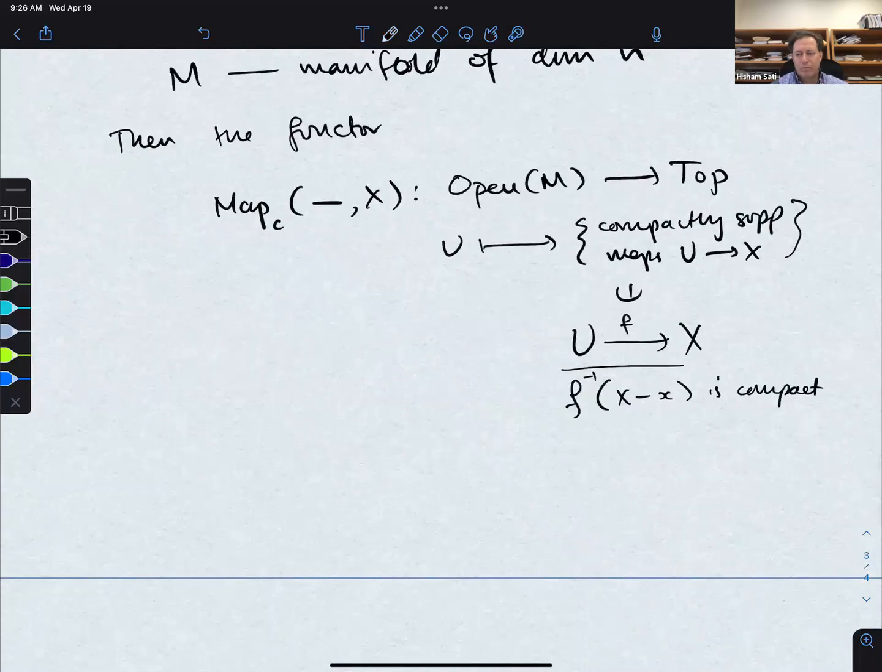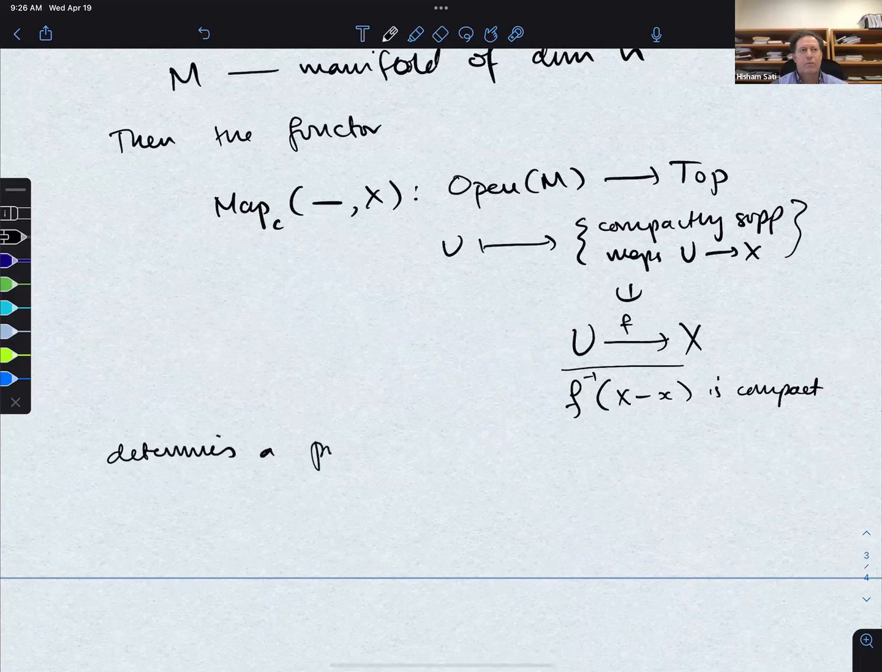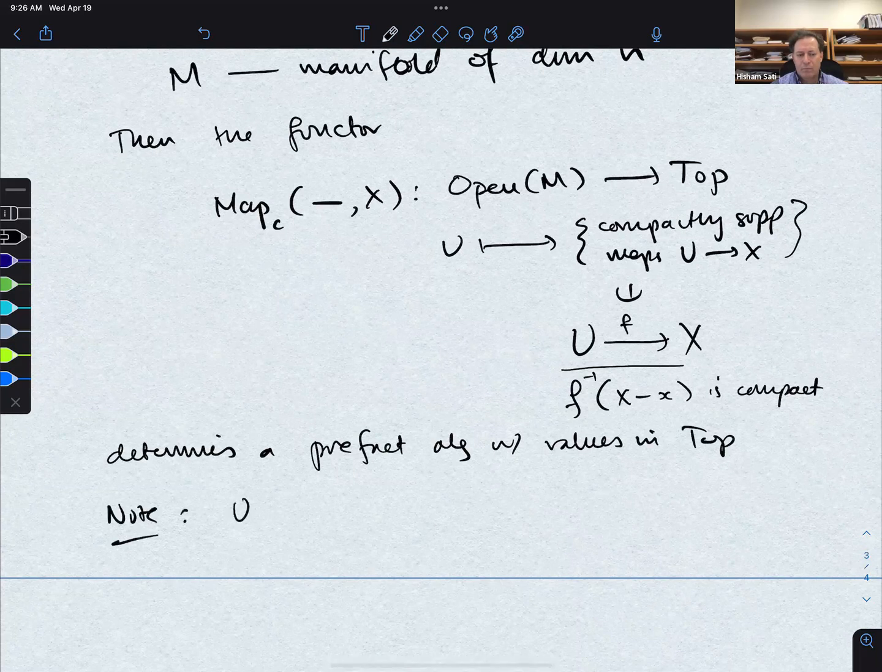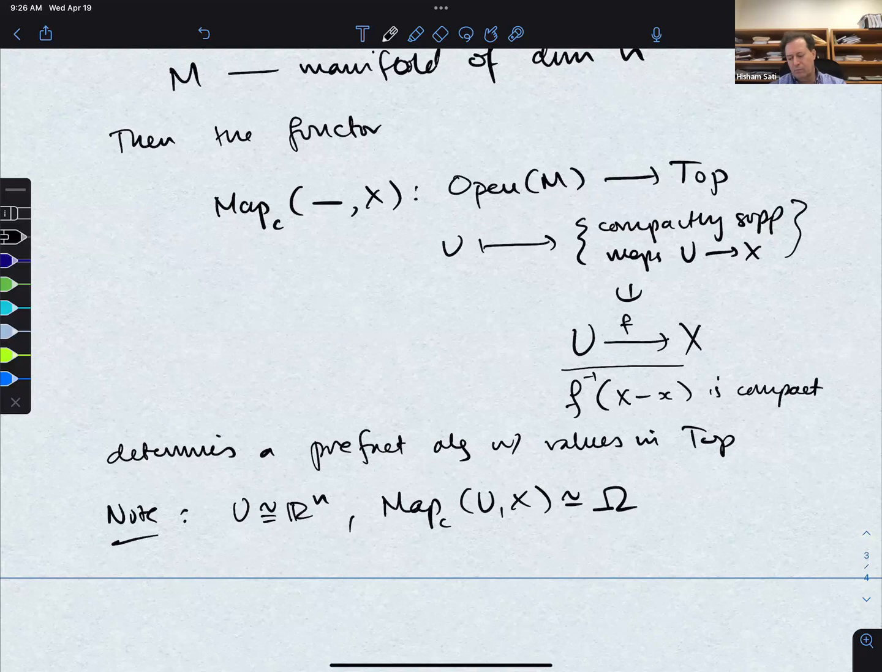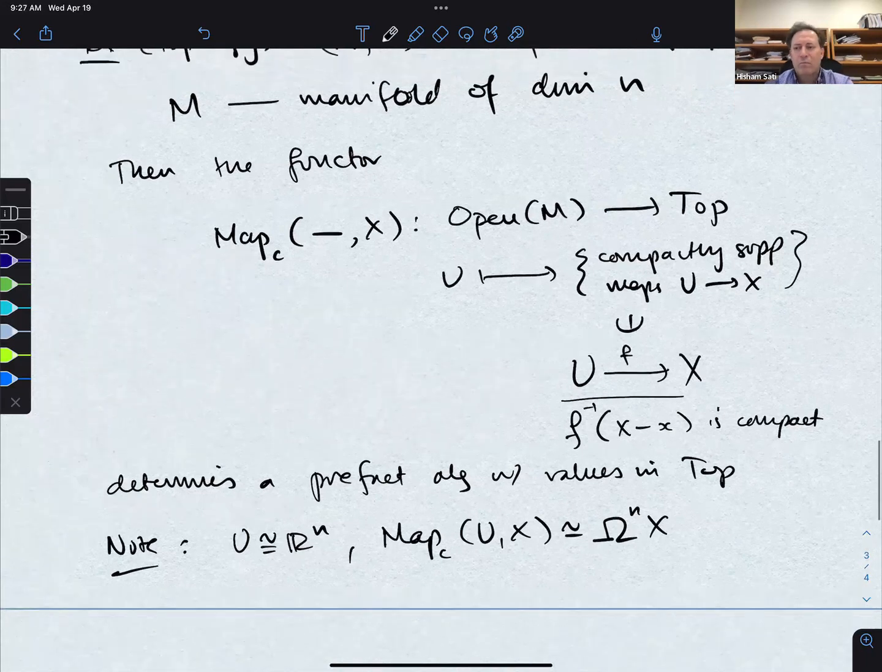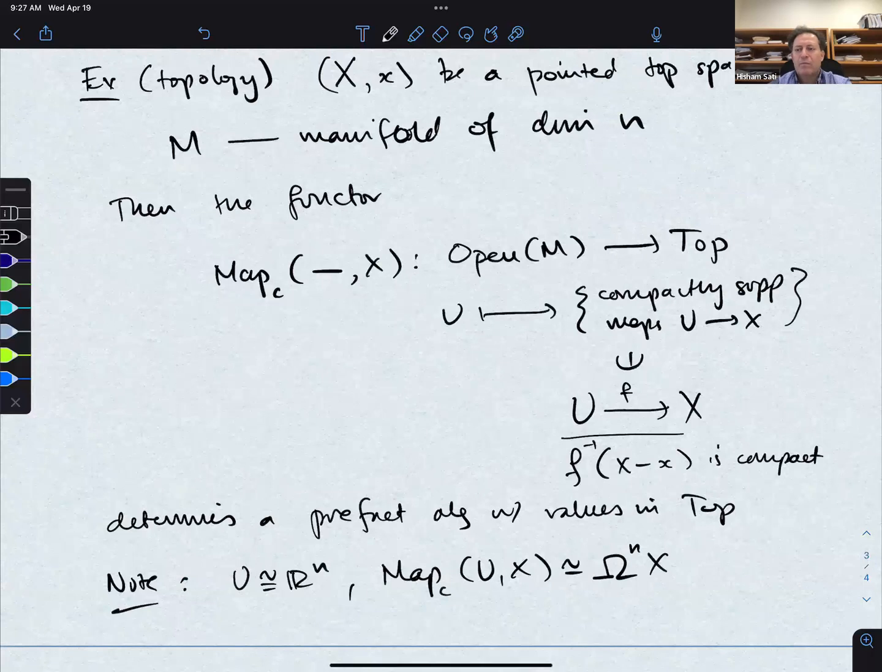So this determines a pre-factorization algebra with values in spaces. And note that if U is homeomorphic to R^n, then what it assigns to U is homotopy equivalent to the n-fold based loop space of X. One nice thing about these ideas is that although they're, for me, rooted in trying to understand quantum field theory, they also show up very naturally in other contexts like topology and representation theory. So you can borrow intuition from other subjects. There's a nice transfer of insights.